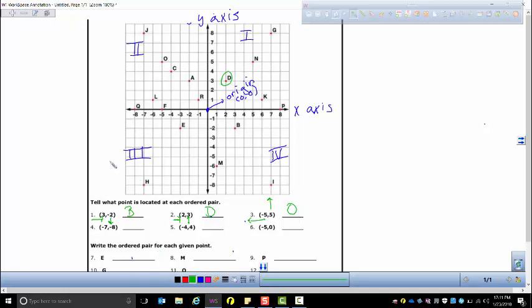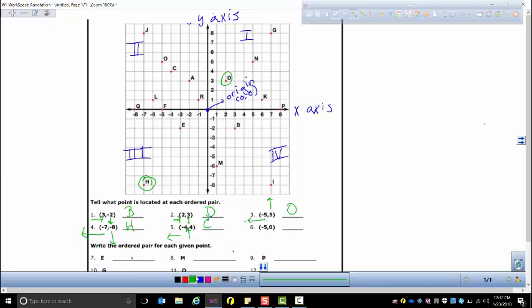The next ordered pair I'm going to look at is negative 7, negative 8. So that means I have to go 7 to the left and then down 8. So I go 7 to the left and then down 8, which is way down here. The point that's located there is point H. Our next ordered pair is negative 4, so 4 to the left, and then positive 4, so 4 up. So I count 4 to the left and 4 up, and at that location is point C.